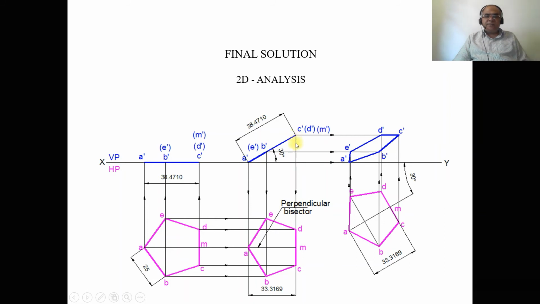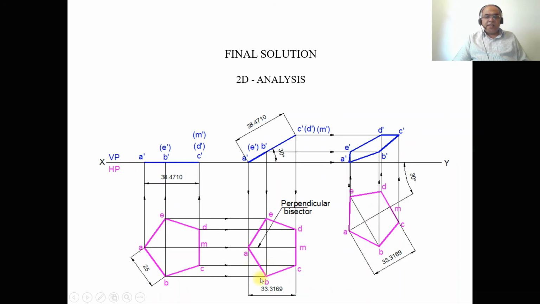Similarly, draw a vertical projector from C dash, D dash, and M dash, and draw a horizontal projector from C, and then from M, and then from D. All these three lines are going to intersect on these lines at C. You mark this point as C here, and then M here, and then D here.